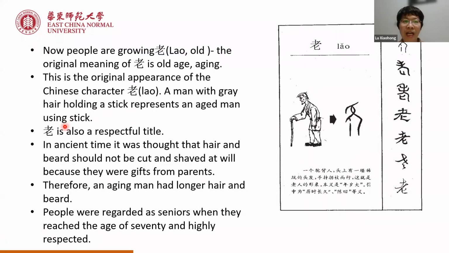Now, people are growing old, and the original meaning of lao is old age and aging. So this is the original appearance of the Chinese character lao. Lao means old. So here you can see a man with gray hair holding a stick, and here the back, hunchback. So it represents an aged man using a stick.